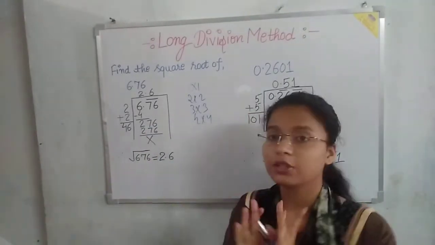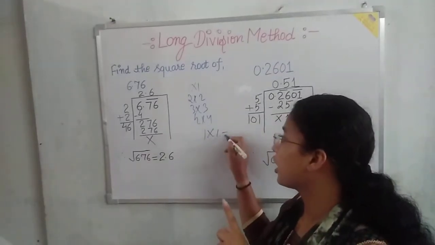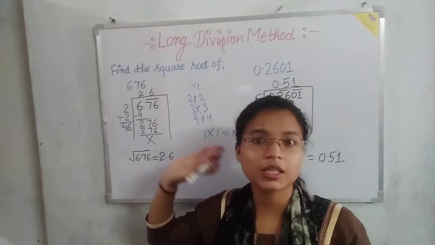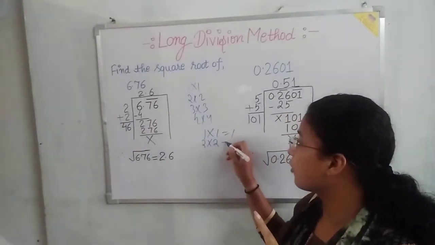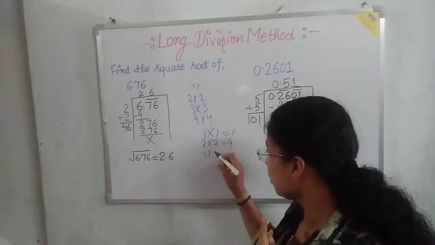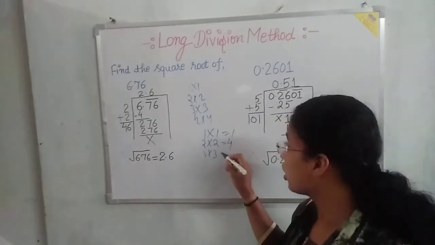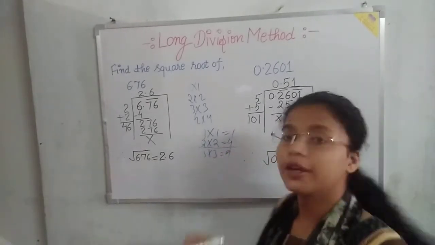Okay, so first of all start checking with 1. When you multiply 1 into 1, you will get 1. Okay, but it is a 6. Now check for 2. When you multiply 2 into 2, you will get 4. Now check for 3. When you multiply 3 into 3, this will give you 9. 9 is greater than 6. Okay, so go with 2 into 2.